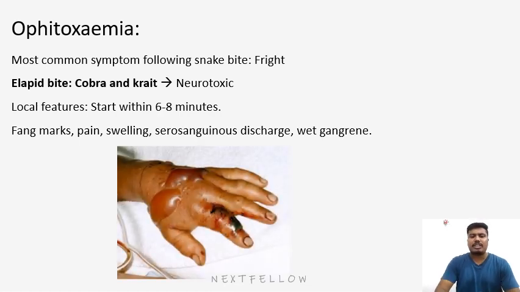So this is the image of how the bite mark looks. Okay, how the local symptoms look in a case of elapid bite. Okay, there is serosanguinous discharge, pain, swelling, and blister formation. Okay, and there is also wet gangrene.